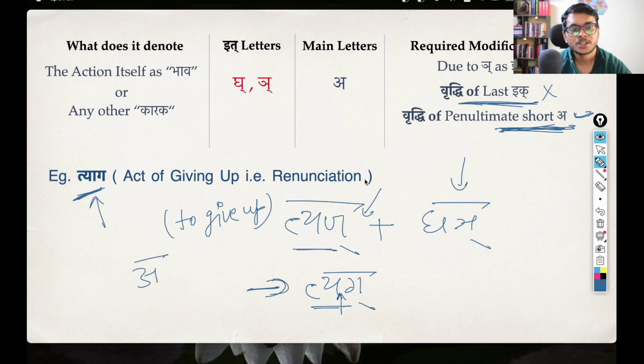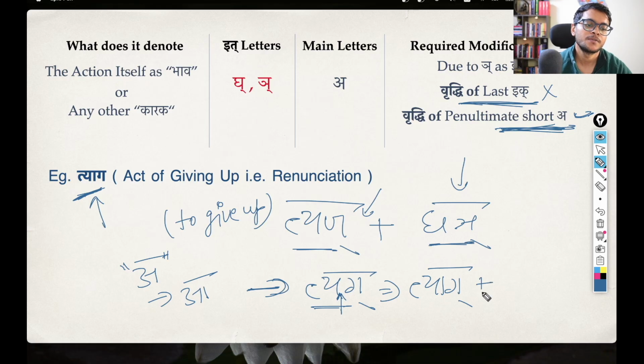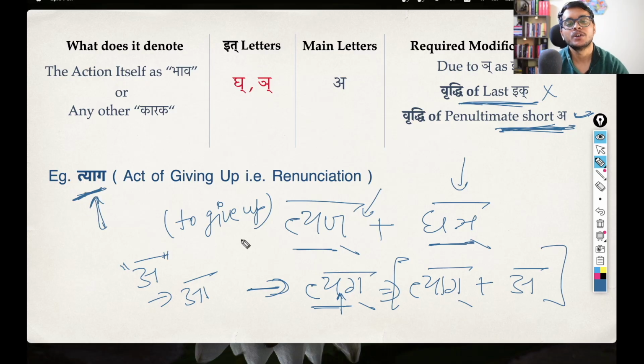So this modification will happen. Basically vriddhi of a will happen. Vriddhi of a is dirgha a. So this tyag will change into tyag. And then for ghai pratyay, we know the main content is a. So now we will simply combine them together. So it is tyag plus a, tyaga, the act of giving up. That is the renunciation. I hope this tyaj to tyaga, this thing is clear.